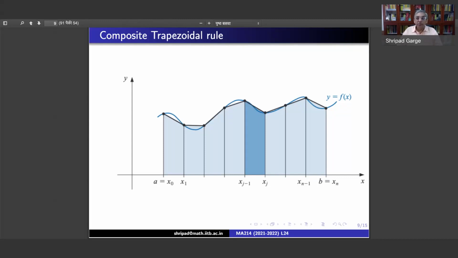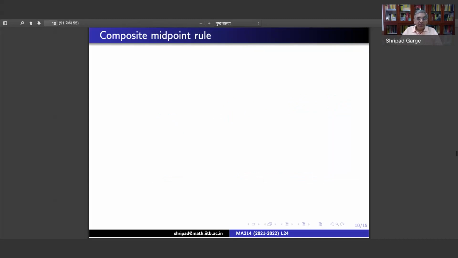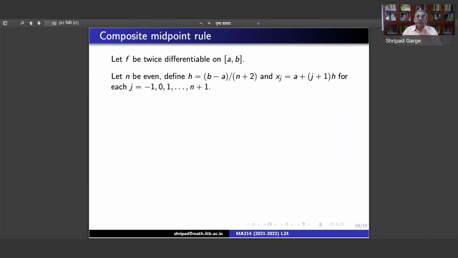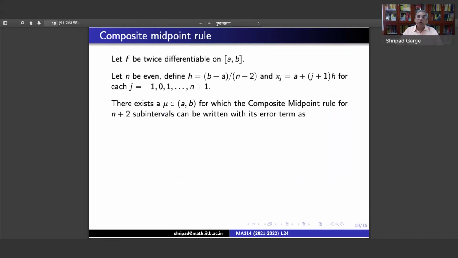The open Newton-Cotes formula gives us the midpoint rule, and that is written in the following language. Here we are going to need that n is even, because you are going to take the midpoint, right? And then you will have x minus 1 and x n plus 1. So those are the special things that we have to consider here. There is again a mu, for which the composite midpoint rule for these n plus 2 subintervals with its error term is as follows. As simple as it is: 2 times h summation j going from 0 to n by 2 of f of x2j, and the error is (b minus a) upon 6 h square f double derivative at mu.